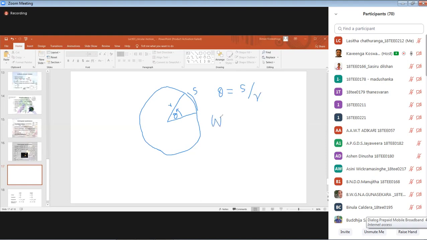Then you can define angular velocity, which is vt divided by r. Then at the same time you can define angular acceleration, which is at divided by r, and you can define centripetal acceleration, which is v squared divided by r, right? Or omega squared r, right? So this is a summary of today's lecture, and I hope it is understandable.